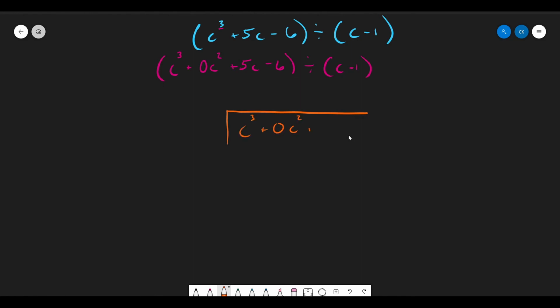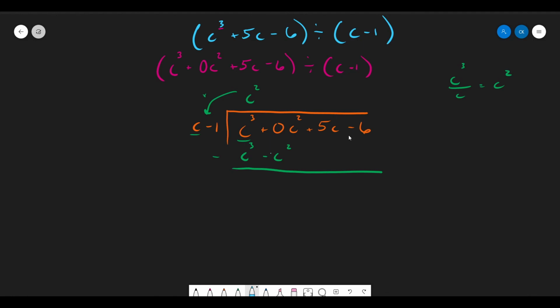But nothing changes. Even though we have a little bit more terms than the previous ones we were doing, everything stays the same. You're just going to have to do this one more time. So I take the first terms, divide them. C to the third divided by c, that's a c squared. Multiply. So c times c squared, that's c to the third, minus c squared times 1 is c squared. I subtract. C to the third minus c to the third, nothing.